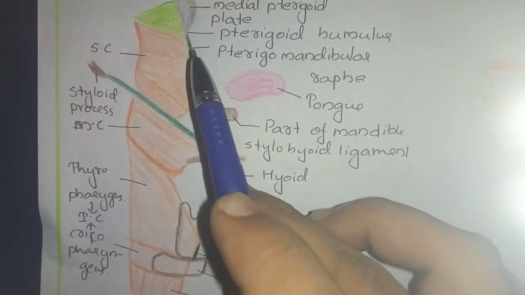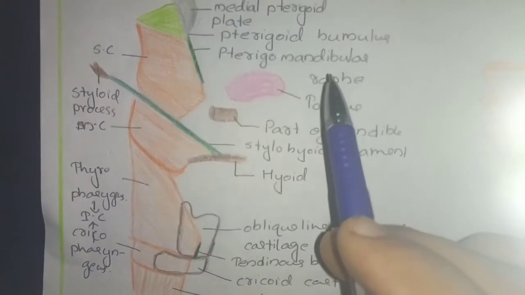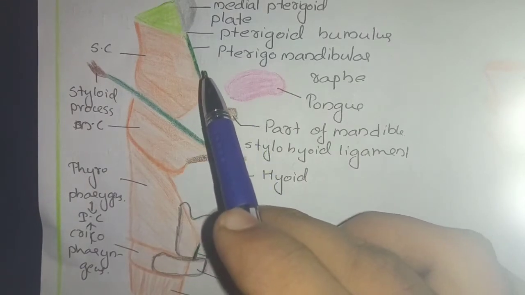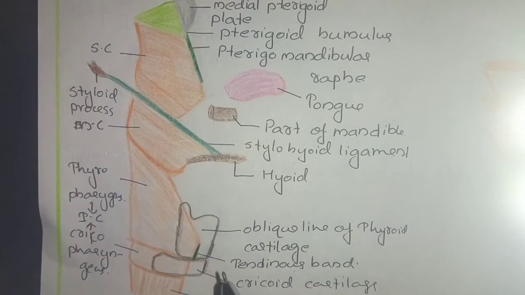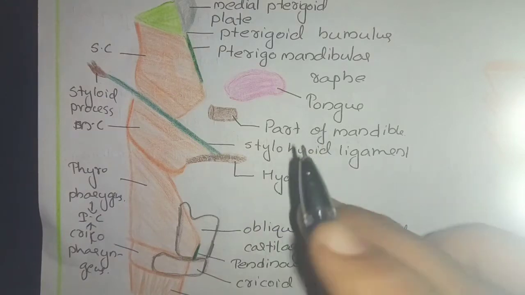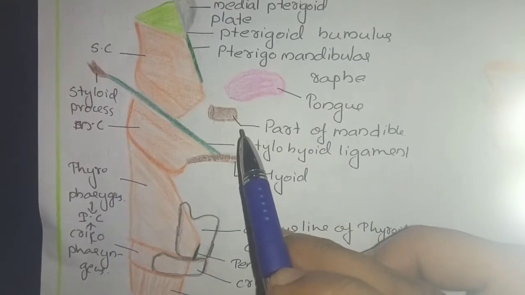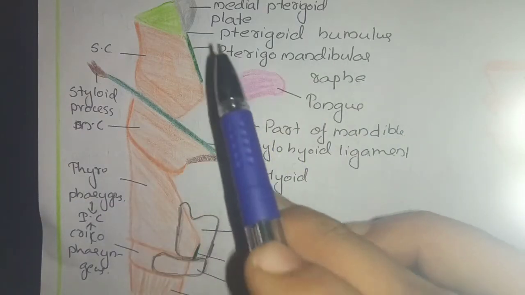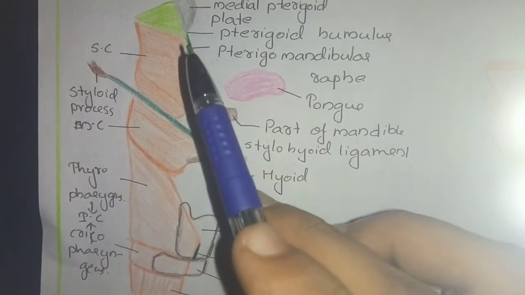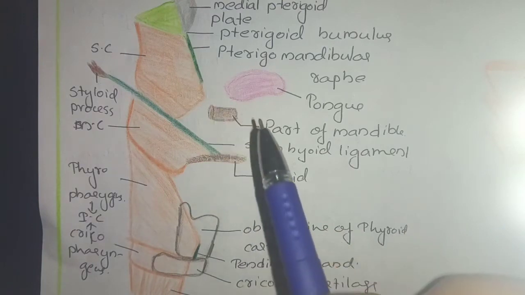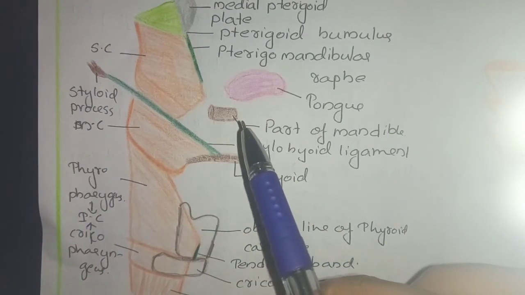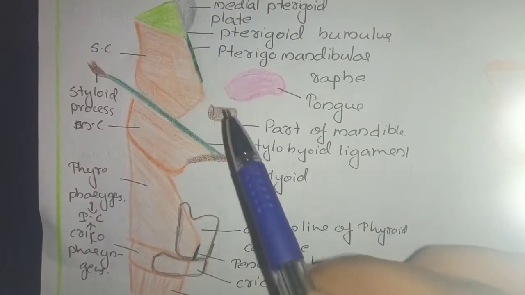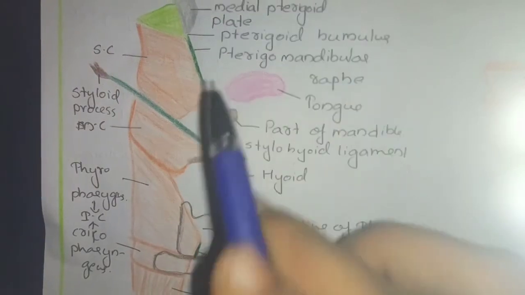This is known as the pterygomandibular raphe. Here we can see it in the green structure; this is the pterygomandibular raphe. This is the tongue and this is part of the mandible. So the origin of the superior constrictor is from the pterygoid hamulus, the pterygomandibular raphe, the medial surface of the mandible, and the posterior part of the tongue. All these are the origin of the superior constrictor.